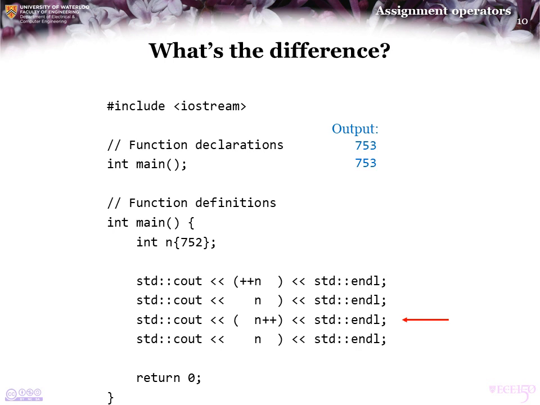n++ will add 1 to n, but it returns the original value of n. So the value that n++ evaluates to is the original value, which is currently 753. So 753 is what is printed. However, the actual value of n has been incremented, and so now n has the value of 754. So now when we print the value of n, we do see n equaling 754.